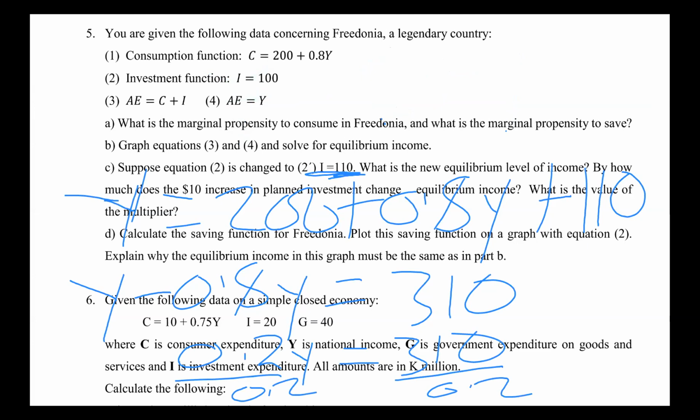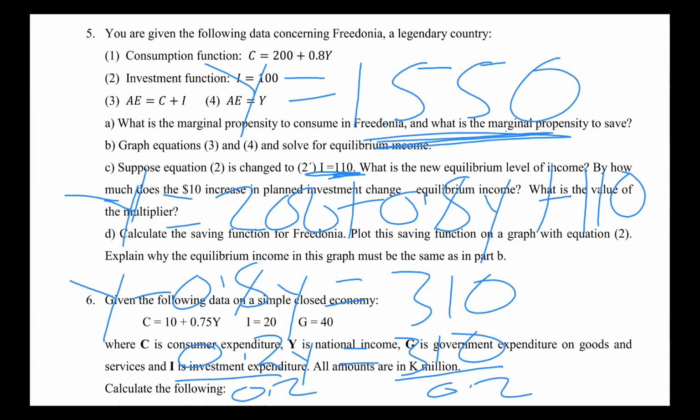Because here there is 1 times the Y. Okay, I get it. It is well. And what is our Y? So our Y will be 1,550. Yes. That is your income.